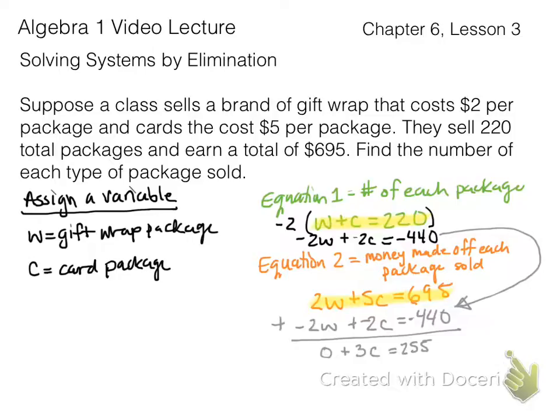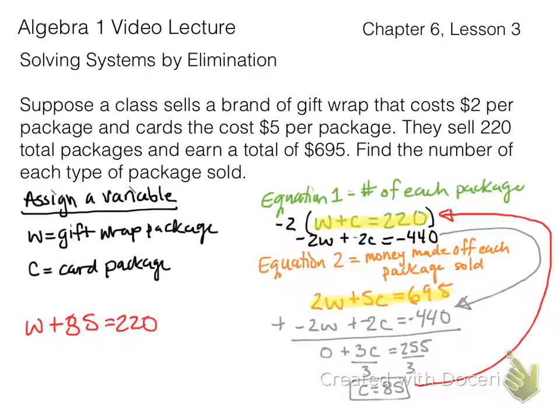All right. Line them up. The W's cancel out, leaving me 3 card packages equals 255. Divide by 3, divide by 3. It's not the cost, by the way. It's the number of card packages. So the number of card packages equals 85. Stick it back into the original equations, not a modified one. And you're going to get W plus 85 equals 220. That means the number of gift wrap packages was 135. So we sold more gift wrap packages than we did card packages.